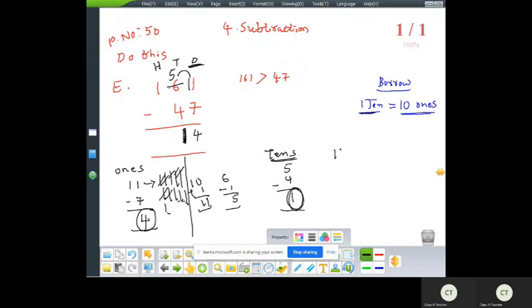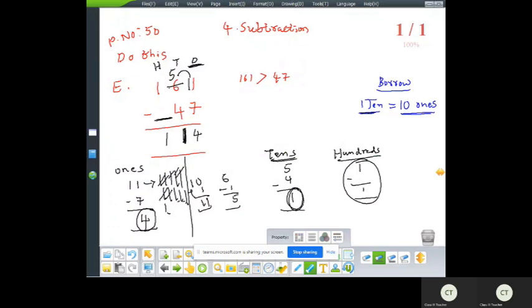Next, subtracting on 100. In 100, only 1 is there. There is no number here, means 1 only. Actually, there is no number. You can put 0, there is no problem. Only 1, so write 1 directly. 161 minus 47 is equal to 114. This is the solution for E.